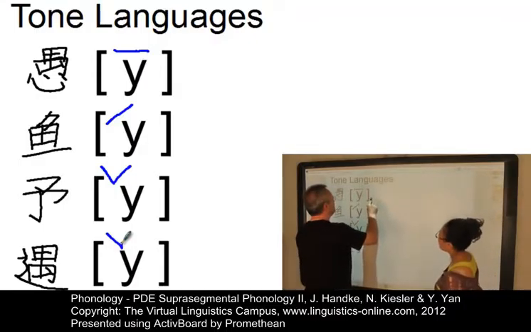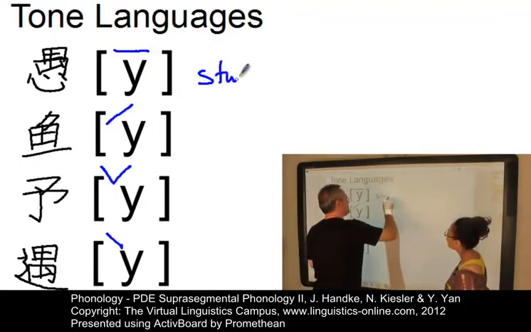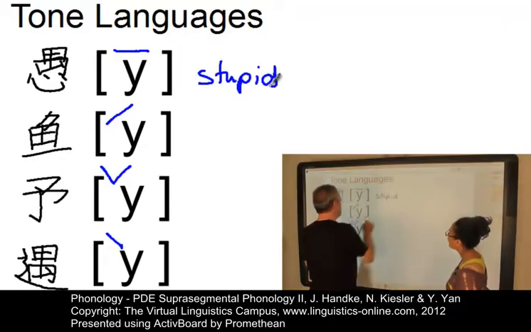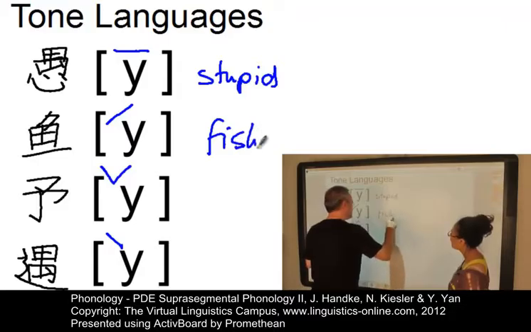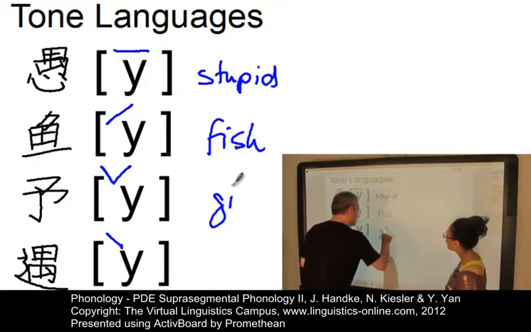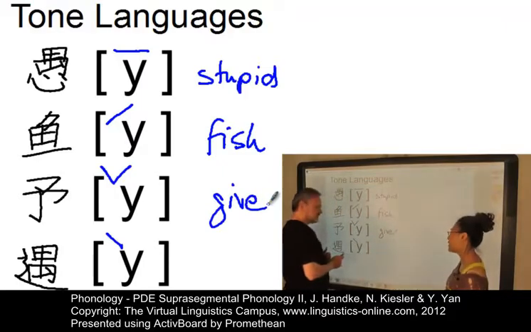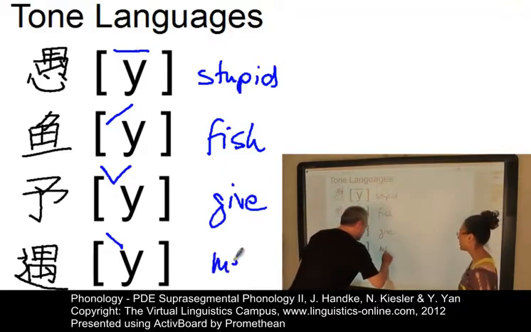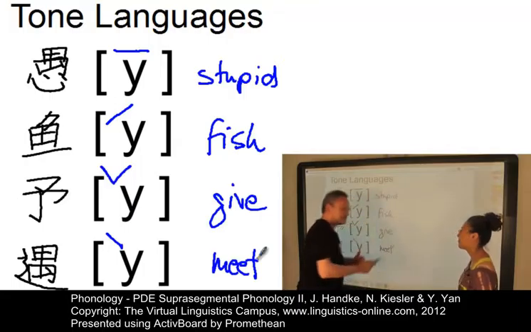The first one, stupid. Stupid. Okay, next one with a rise means fish. And with a fall rise, give. Give. Okay, and finally we have meat. Meat. Well, Yuxi, it's been wonderful to meet you.